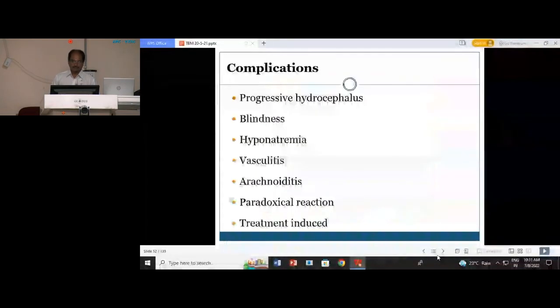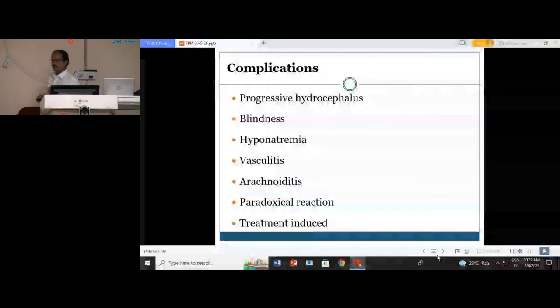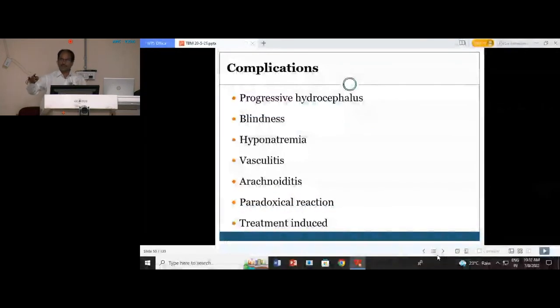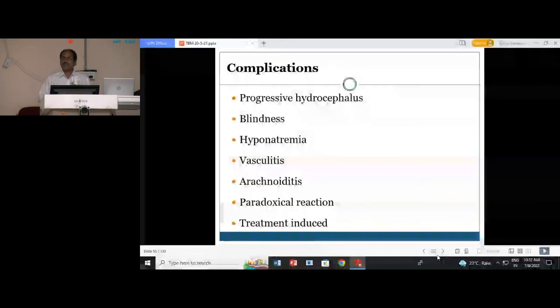So, coming to complications. What are the complications of tuberculous meningitis? An important complication: you diagnose TBM, start treatment, and discharge the patient. Again, they come with various other important features. Progressive hydrocephalus can present only with a headache, increasingly severe headache, worsening of the headache, or vomiting.